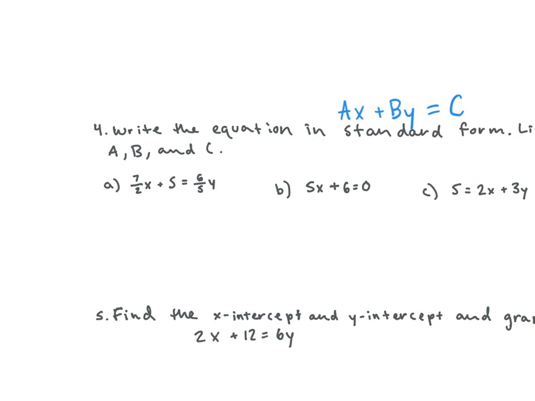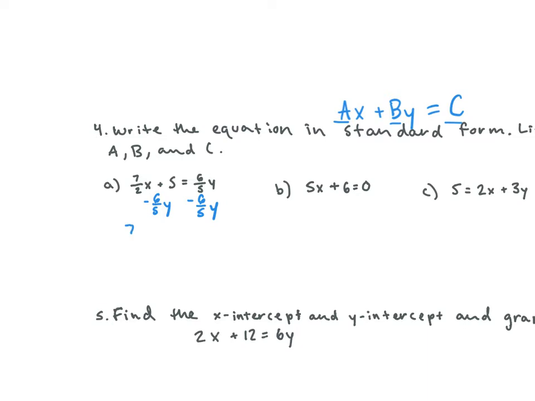So we need to get it into this order to be in standard form, and then we can just list our a, b, and c. So for a, we need to get 6 over 5y to the other side. Since it's positive, it's being added on the right side. To move it to the other side, we are just going to subtract. So if we subtract it on one side, we need to subtract it on the other.